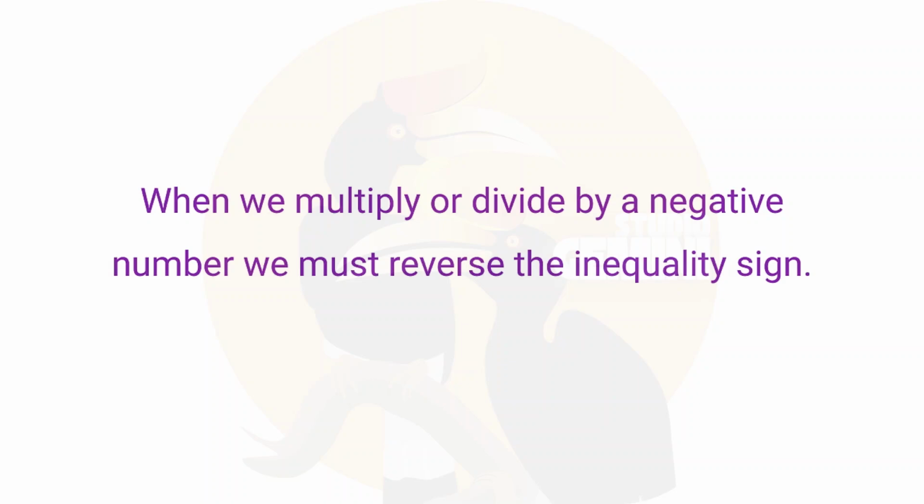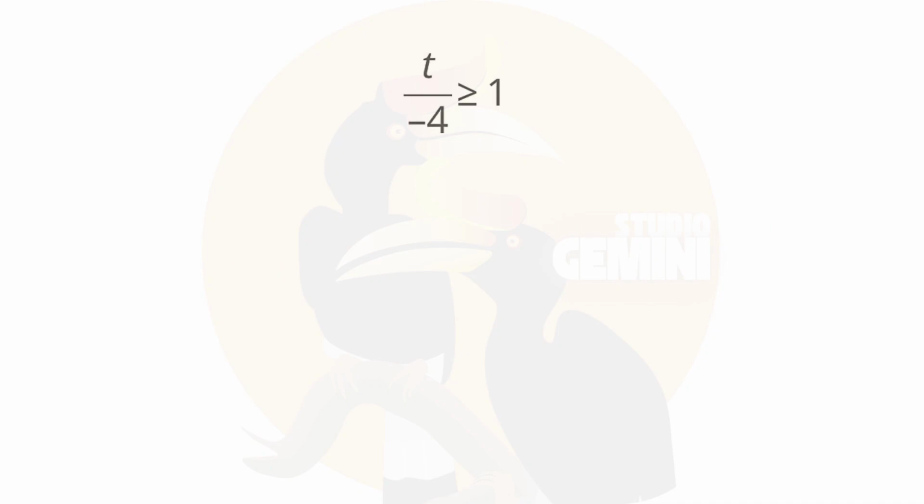Let's apply this rule in our next example. We have t divided by negative 4 is greater than or equal to 1. Since we have t divided by negative 4, we will have to multiply both sides by negative 4. What is the rule when we multiply both sides of an inequality by a negative number? We need to also reverse the direction of the inequality. So let's write the greater than or equal to symbol as a less than or equal to symbol.